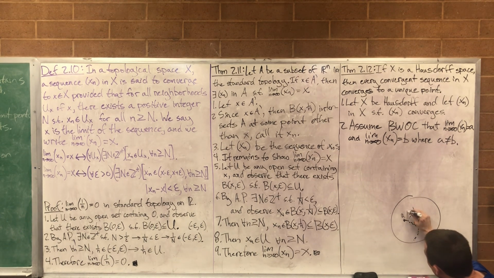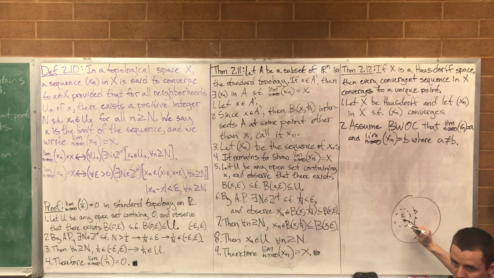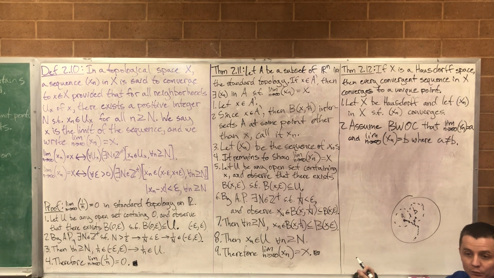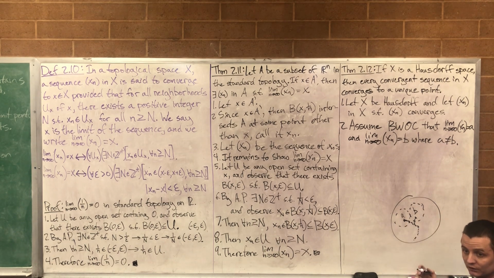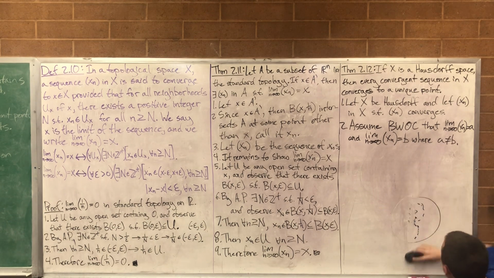Because I can find some open set around A such that the sequence is always in here from some point onwards, and I can find some open set around B such that the sequence is always in here from some point onwards. Impossible picture. Because the sequence can't be in 2 places at once from some point onwards, because these 2 sets have no overlap. Okay. That's the big picture of how we're going to attack this. So, let's write it out.